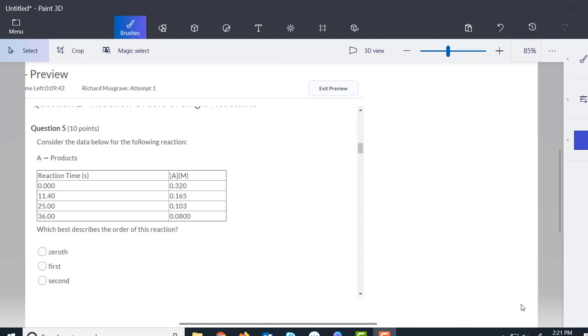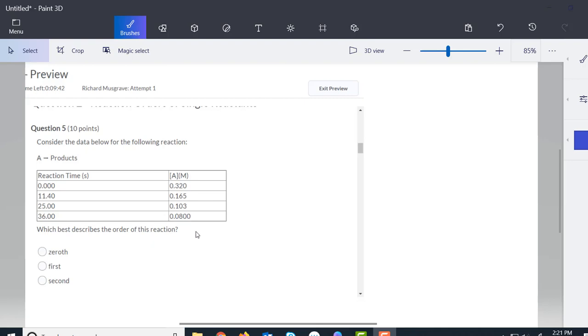So this kind of question, this is question 5 of practice test 1, and this is very similar to the one you'll have to do on your test. So what we have here are two columns. We have reaction time in seconds, and then we have the concentration of A in molar.